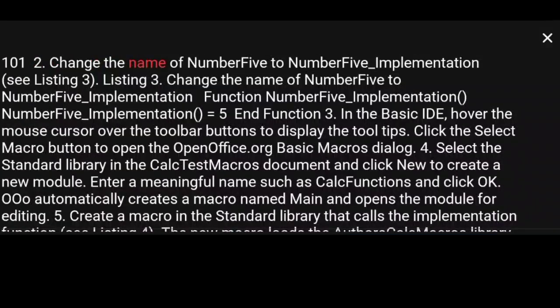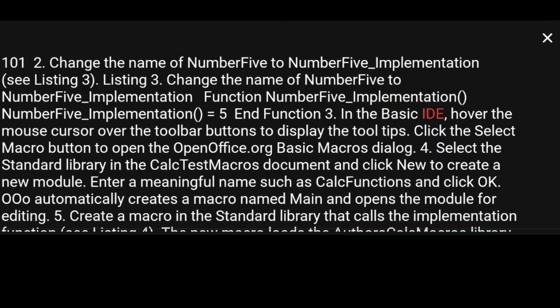10.12. Change the name of Number5 to Number5_Implementation. See Listing 3. Listing 3: Change the name of Number5 to Number5_Implementation. Function Number5_Implementation: Number5_Implementation = 5, End Function.